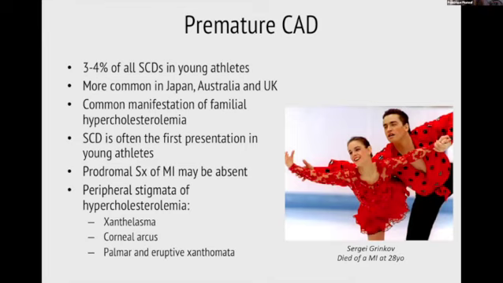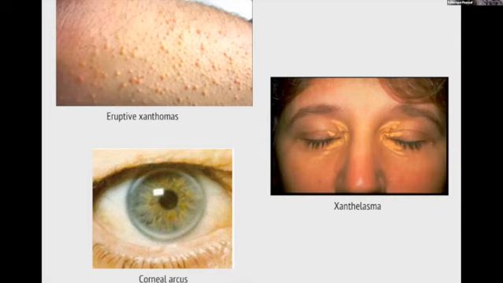Premature CAD accounts for 3 to 4% of all SCDs in young athletes, more common in Japan, Australia, and the UK. It's a common manifestation of familial hypercholesterolemia, and sudden death is often the first presentation in young athletes. The prodromal symptoms of MI may be absent, but they often have peripheral stigmata of hypercholesterolemia, like xanthelasma, corneal arcus, palmar, and eruptive xanthomata. And their presence should raise the suspicion of the disorder.